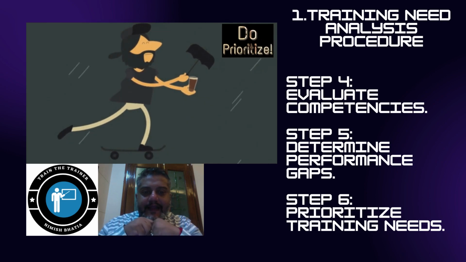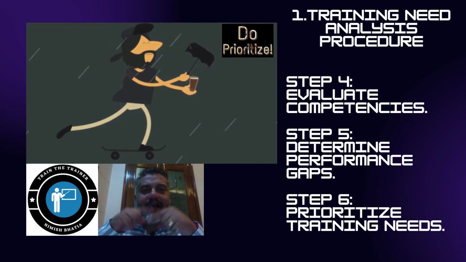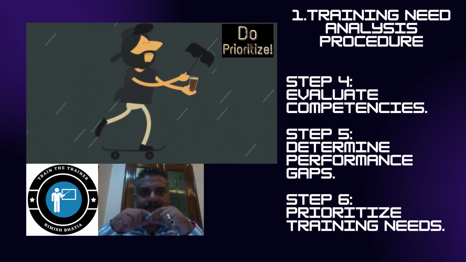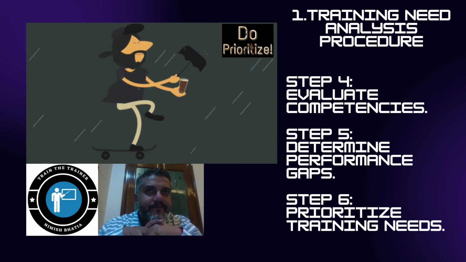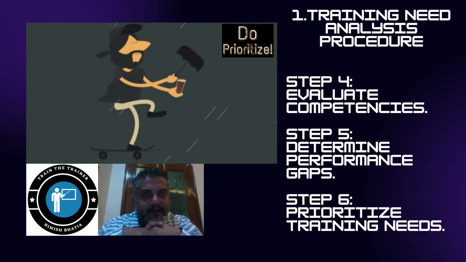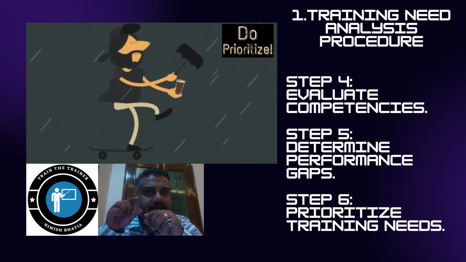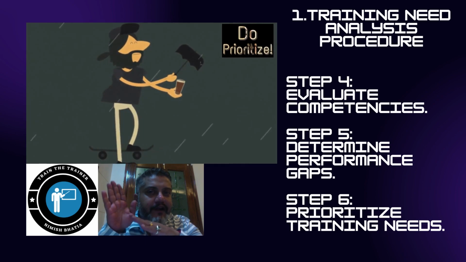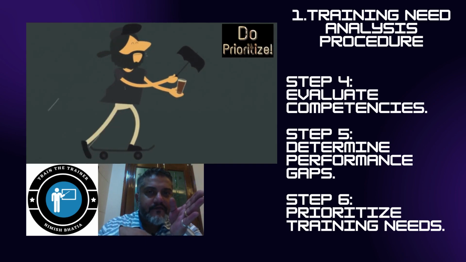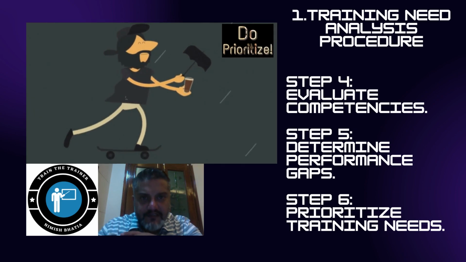Then step 6, you have to prioritize your training needs. For example, if I have 5 competencies, but for 2 of them I see there's not much gap, people almost know them, so I know I have to prioritize the rest of the 3. So this is the 6-step process.